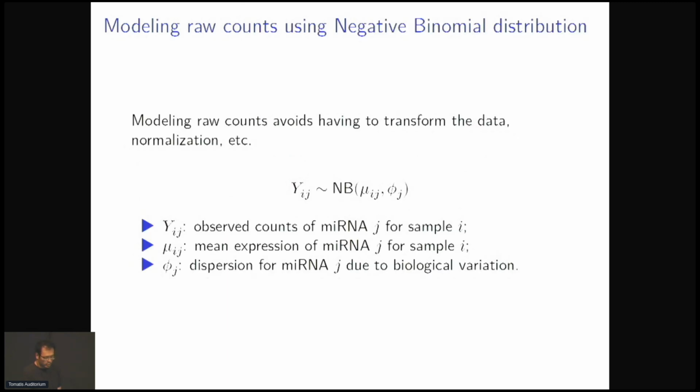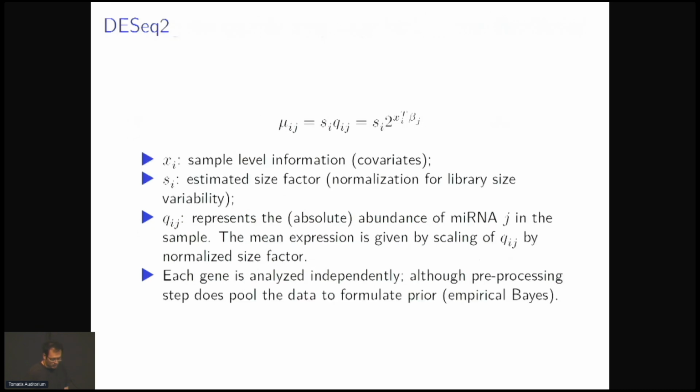So we like modeling raw counts using the negative binomial distribution because we can model overdispersion, and we don't have to transform the data to normalize it and check that the transformation worked and so on. So we want to keep using the negative binomial, just as DESeq2 and EdgeR do. If you recall from DESeq2, they modeled the absolute abundance. Here s_i is the size factor estimate, and q_ij is the absolute abundance of microRNA, or for their purpose, gene j in sample i. And then they fit basically thousands of regression models, looked at independently.